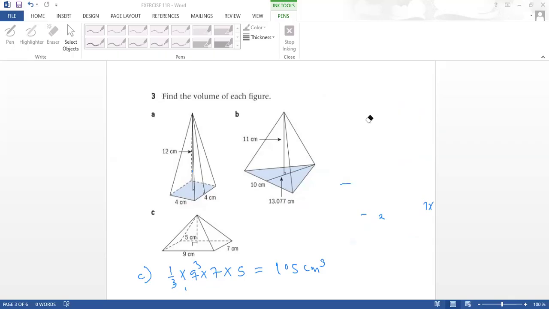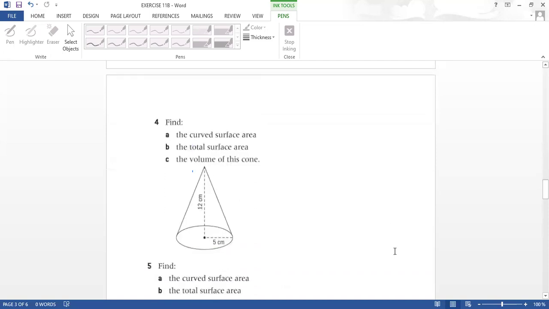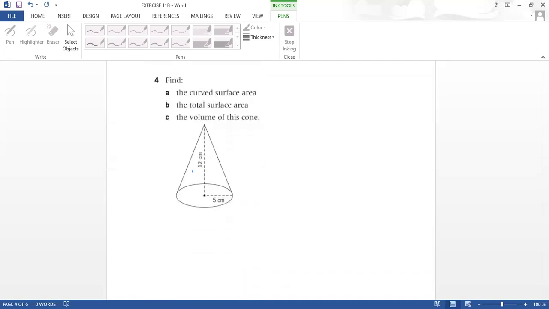And then we are going to check the volume in the next question. One way to score highly in IB is to first write the formula if you're not sure, and then substitute and work out; you can use diagrams and so forth. So find the curved surface area, the total surface area, and the volume of the cone.